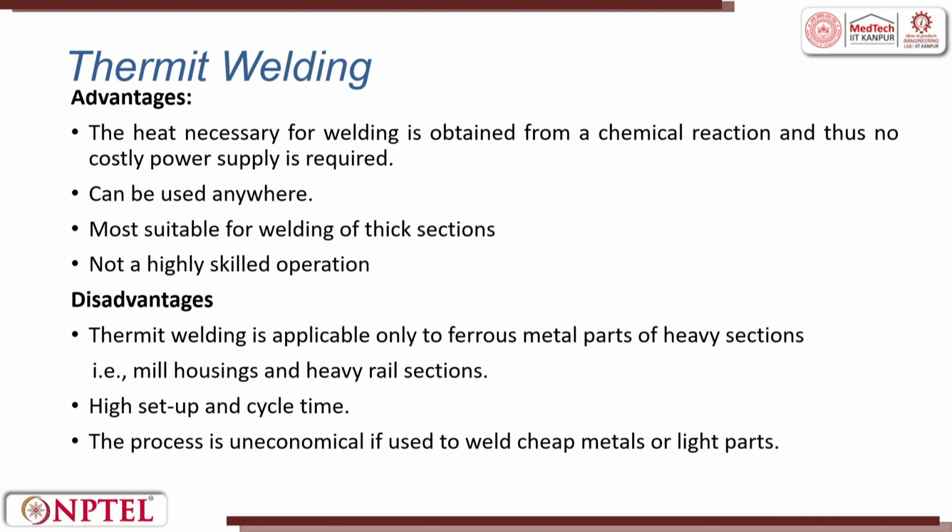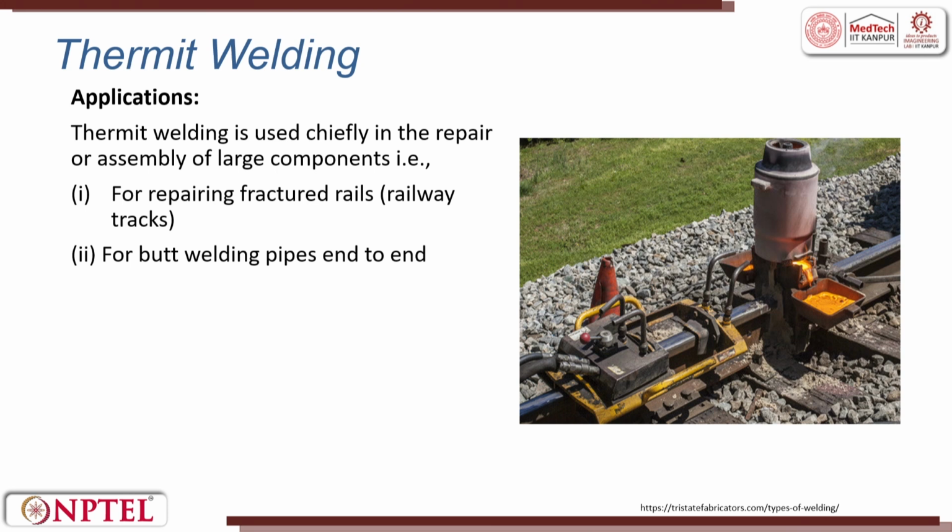So, advantages, disadvantages. Here the biggest advantage I see is you do not need a power supply, and depending upon the thickness, you can pour material accordingly. The disadvantages: it is applicable only for ferrous parts. It has high setup and cycle time. The process is uneconomical if we use it to weld cheap metals or lightweight material. So, this is the application of thermit welding. The hopper is there and the clamps are there, they do it.